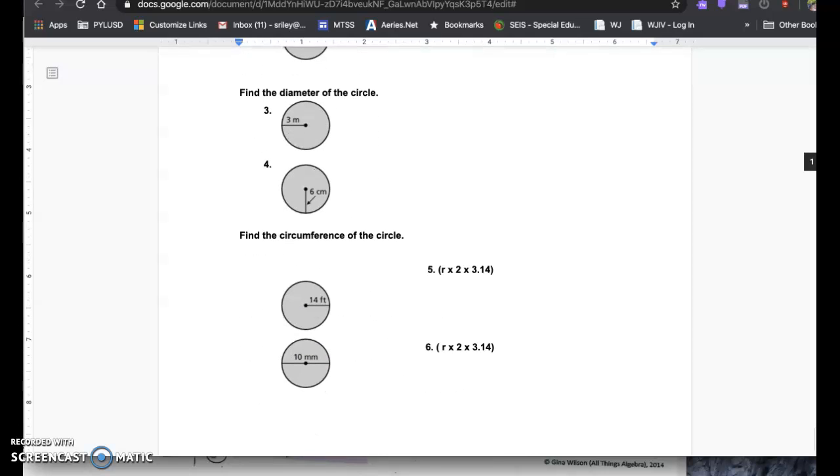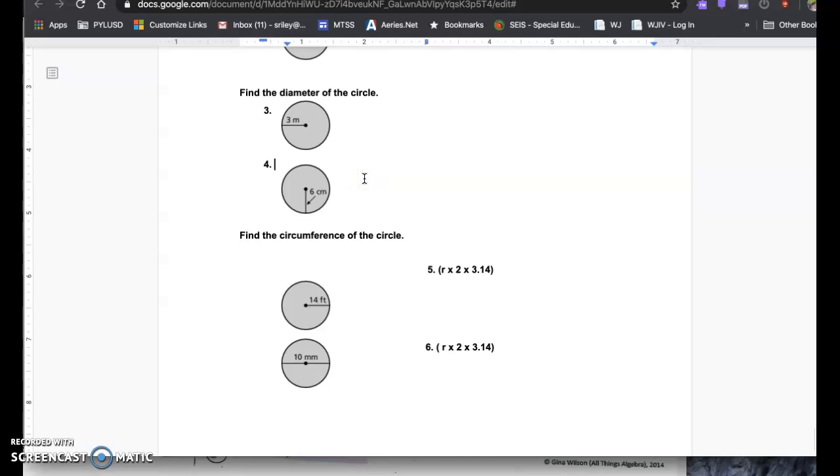On the last step, we divided by 2 to get the radius. Now they're giving us the radius and they want you to find the diameter. So you need to take your 3 and multiply it by 2 to get the whole diameter. And the same goes for this one.